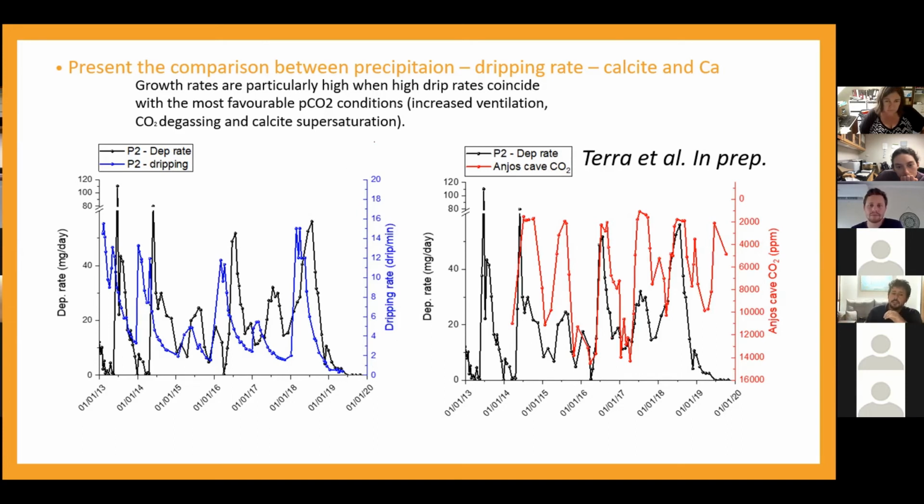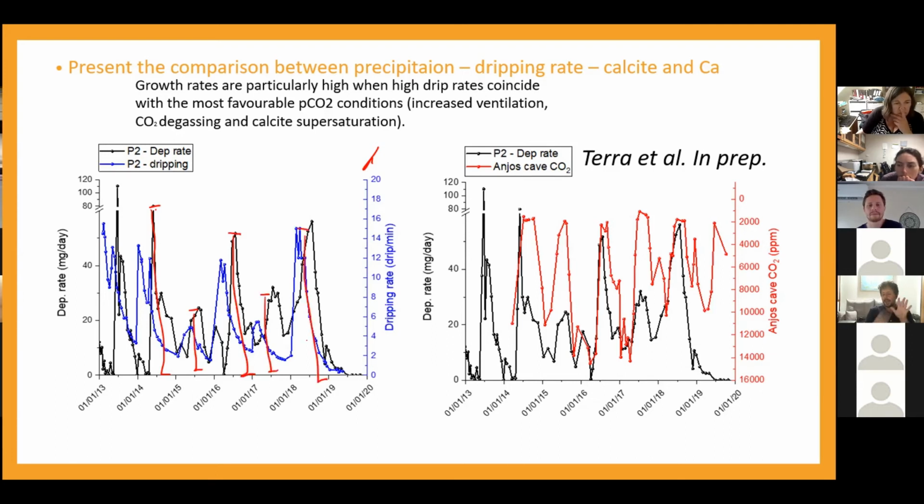Like in this example, we have peaks of calcite deposition in black, and dripping rate in blue. And we see there's not a good match between peaks of calcite deposition and dripping rate. However, we see there's a good match between peaks of calcite deposition and cave PCO2. However, if you compare the relative annual variation between the amount of calcite precipitation and the dripping rate, they are in agreement.